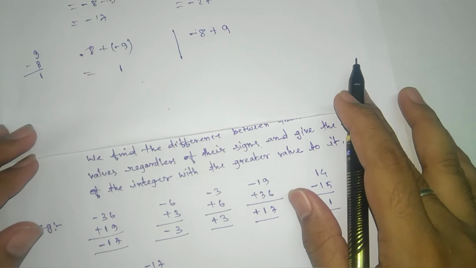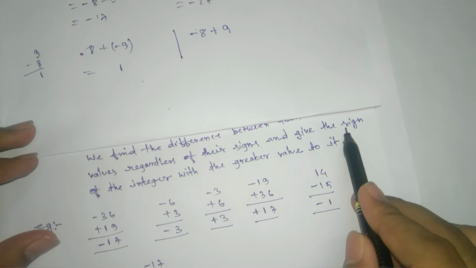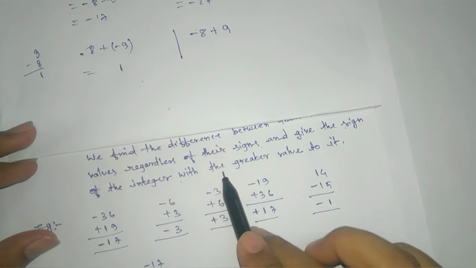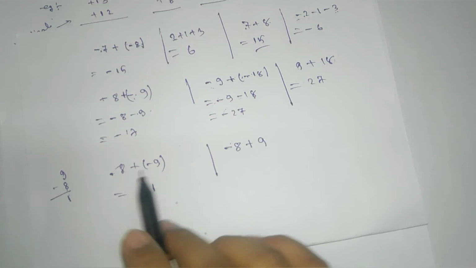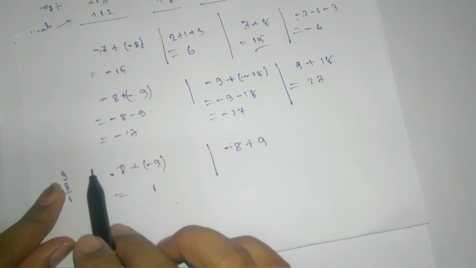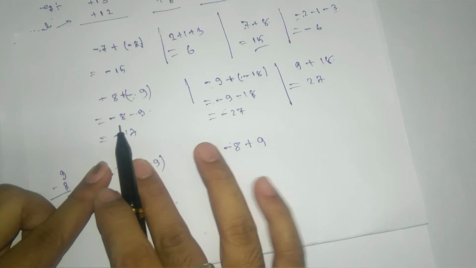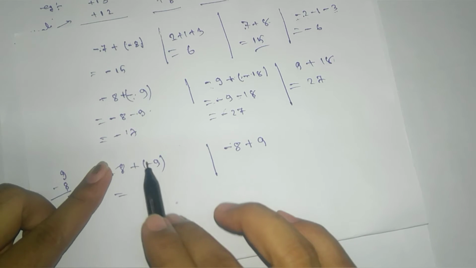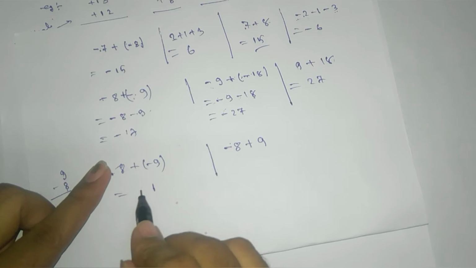They're saying here to give the sign of the integer with the greater value to it. Now, which is the greater value here? If you forget about the sign, which is greater? 9 is the greater. Now, which symbol is there? Minus. So your answer will be minus.